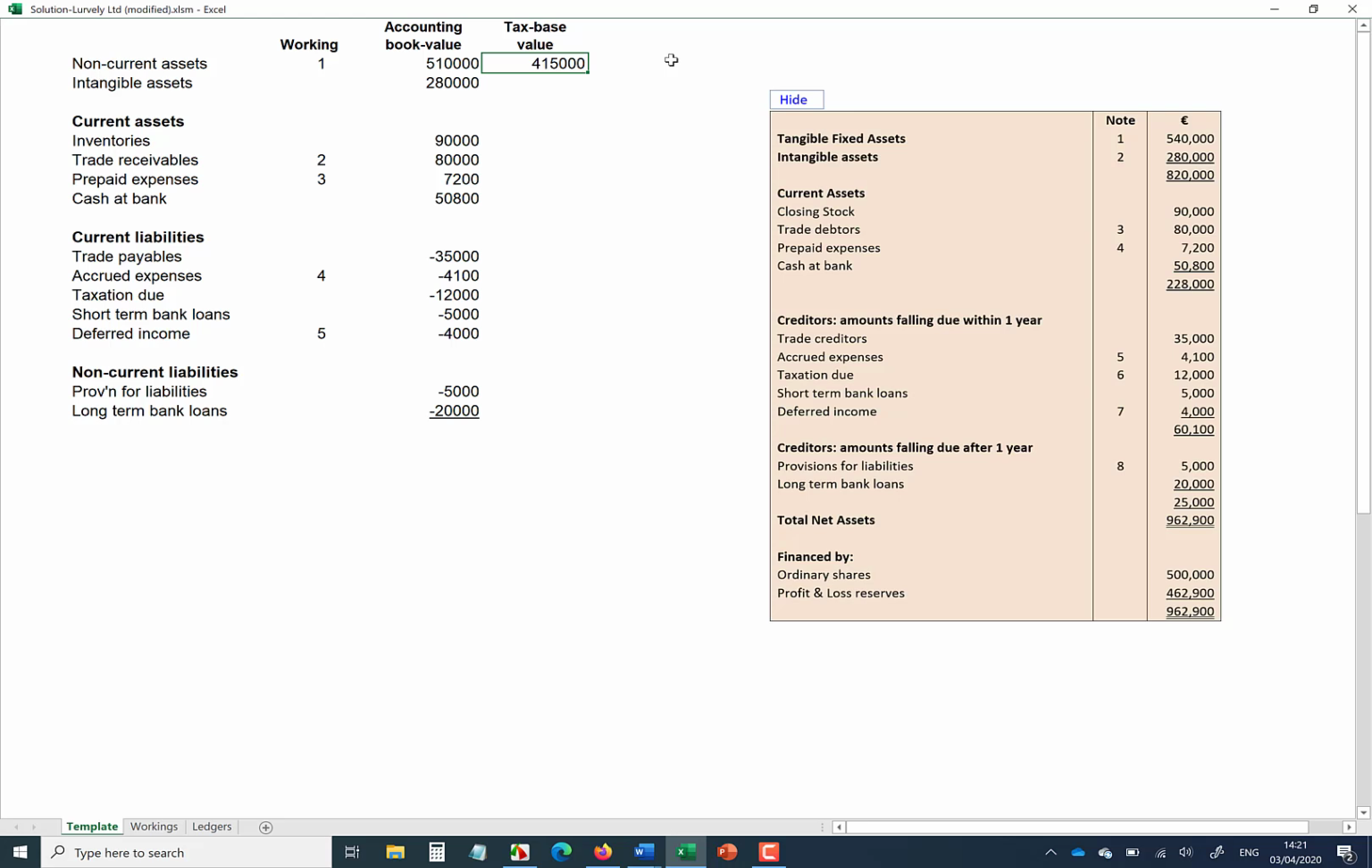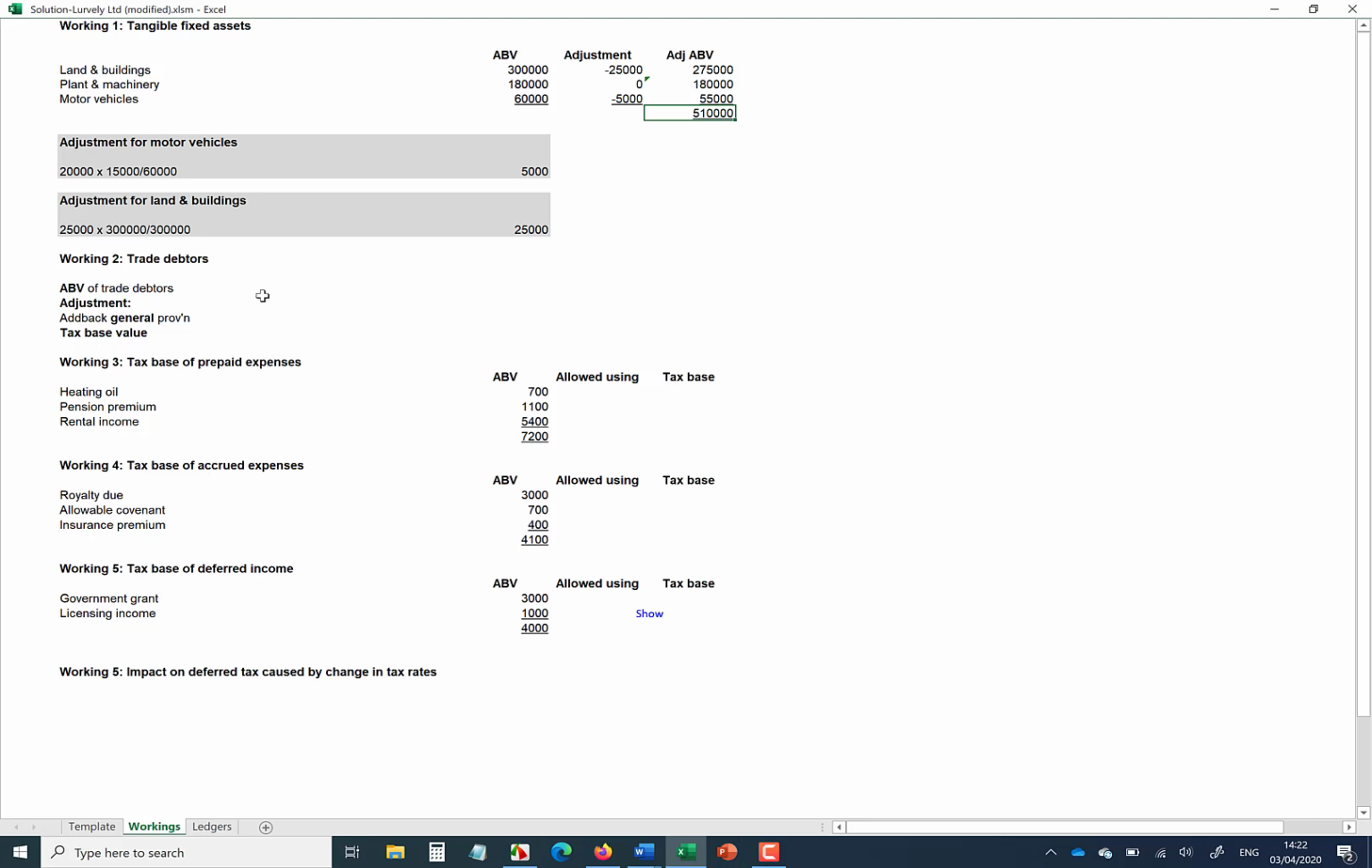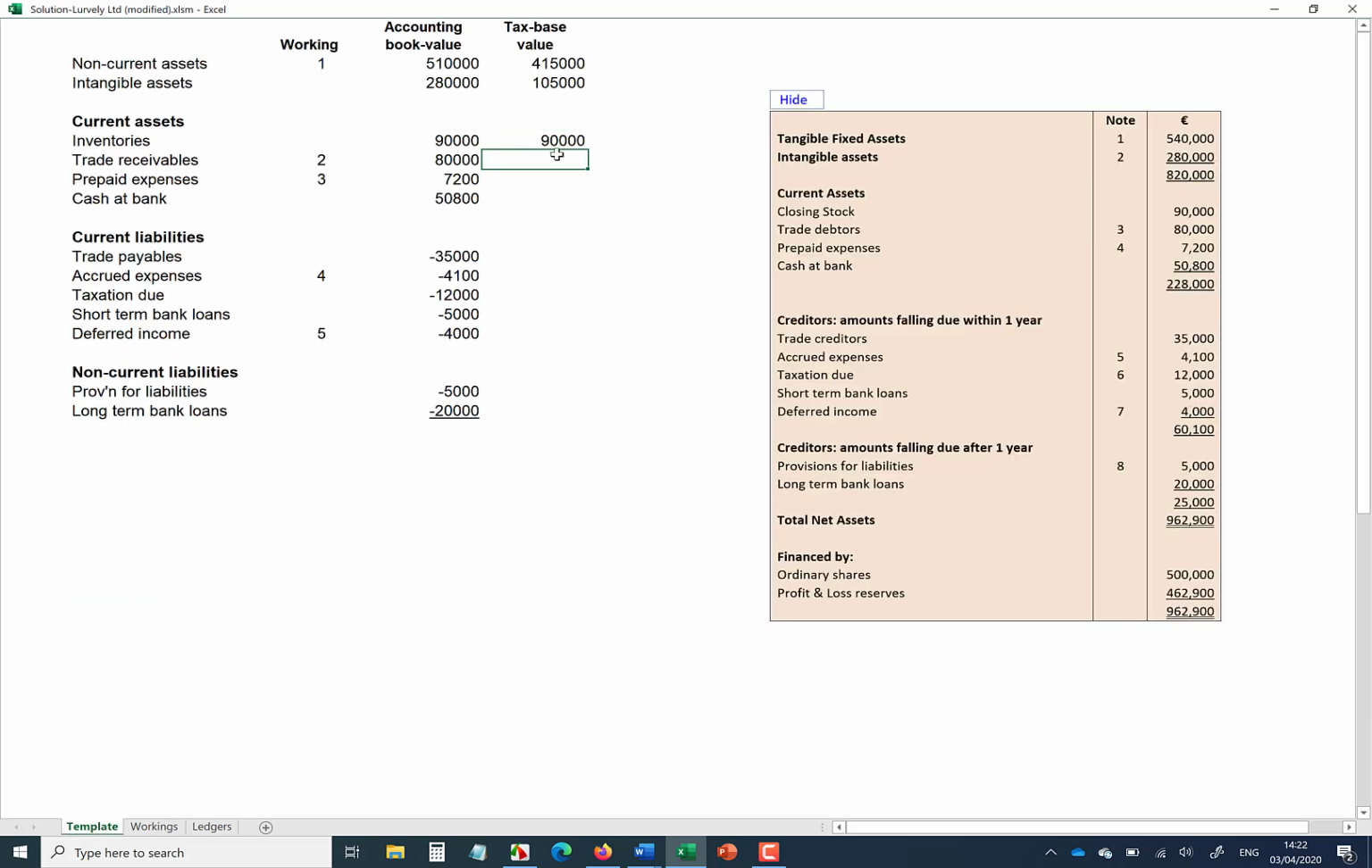For the intangible assets, mix of unamortized development costs and assets which receive capital allowances. So for the unamortized development costs, it's 0 tax base, and for the other ones, it's a tax written down value amount. So that's 105,000 as per the note. Inventory is no difference. Trade receivables, there was a calculation here, and again, we've seen this already in other questions. This is concerned with the general provision which we have to add back in arriving at the tax base value. So the tax base value will be 81,000 for the trade debtors. Specific provisions are ignored. They're essentially allowed for tax purposes and they don't have an impact therefore on our deferred tax. So that's 81,000 there.